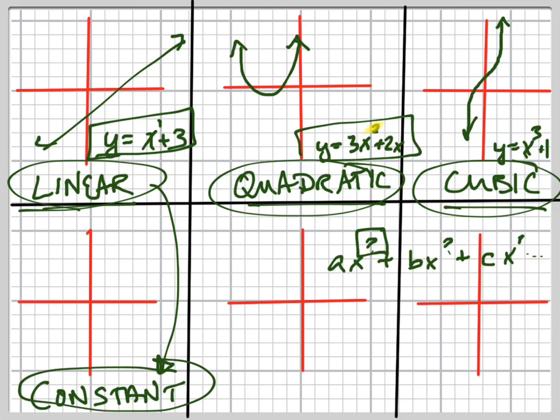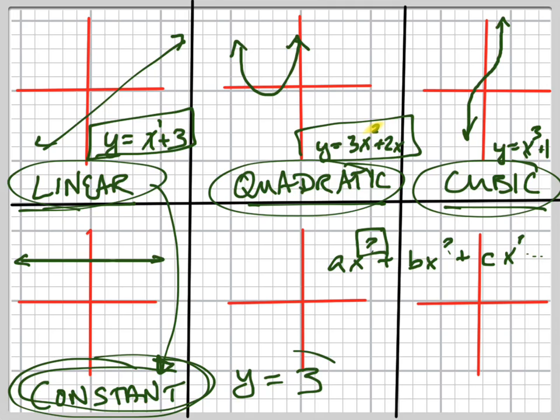A constant polynomial doesn't have any variables in it, it just has a number, like 3, which means it's constant, it never changes, and that's just a horizontal line like this. So this is actually technically also a polynomial equation. It's a line, but it doesn't have a slope. The slope is 0 when it's a constant, and you just have y equals a number. So those are 4 of your basic graphs.